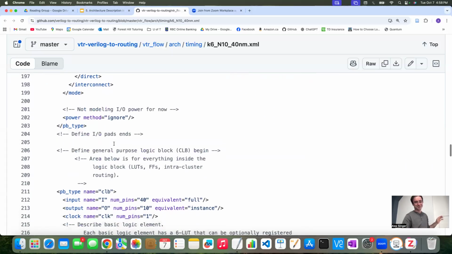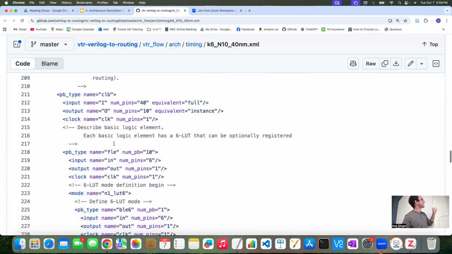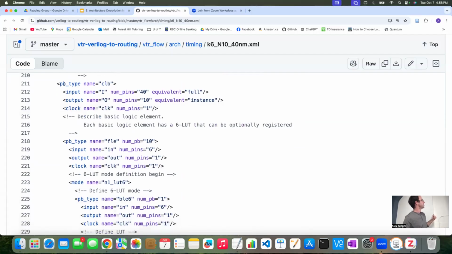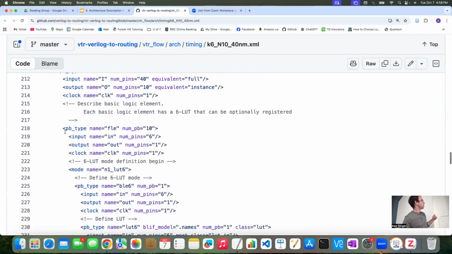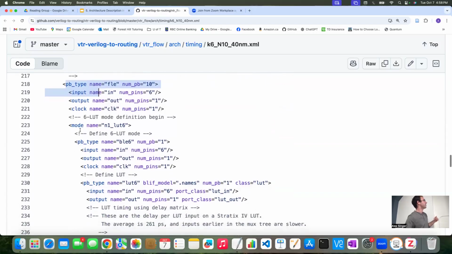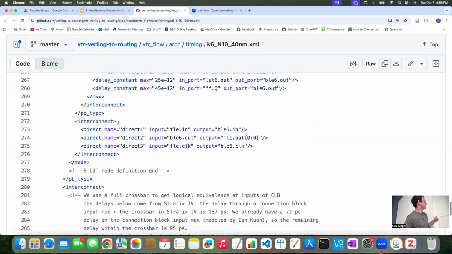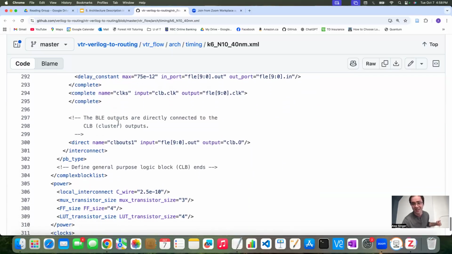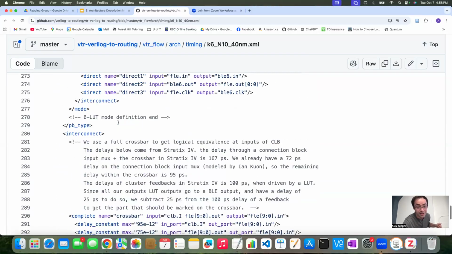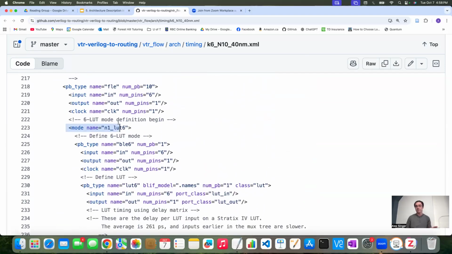And then power, I guess we're ignoring power for now. And then the CLB, I've already kind of talked about this, so I'm just going to breeze through it. We have our inputs and outputs. We have our FLEs, but now there's the mode that I was talking about. Your FLE will either be a 6-LUT mode, or you're going to be something else. But we're running out of time here. I want to save time for questions. So anyways, let me just go to the last slide.